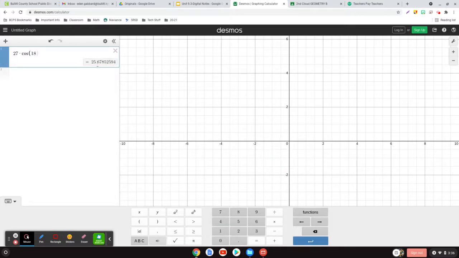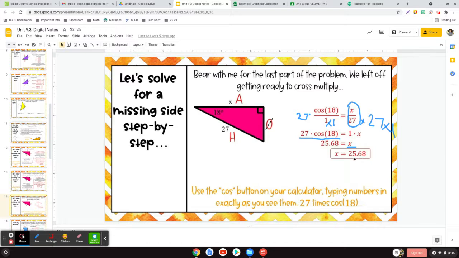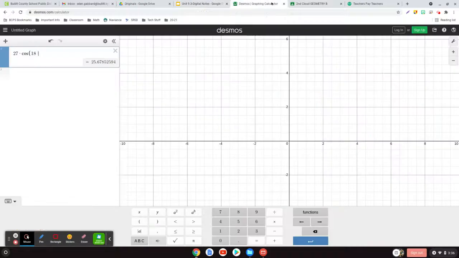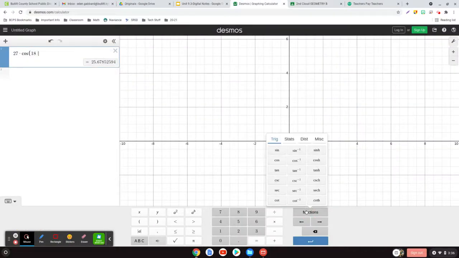And right here, we don't have to hit enter or anything. It gives us 25.67. And if we look over here at our notes, we've rounded it to 25.68. So that's where that number comes from. So on here, guys, if we're using our tangent, we have a tangent button. If we're using sine, we have a sine button. These are the 3 buttons that we need to worry about right now: sine, cosine, and tangent.